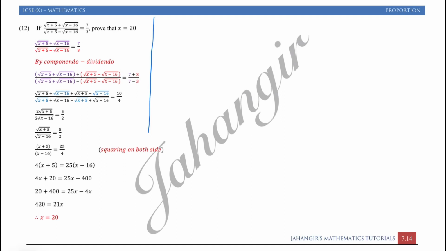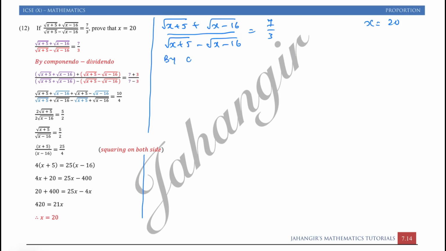Question 12. Again same pattern. If root of x plus 5 plus root of x minus 16 upon root of x plus 5 minus root of x minus 16 is equal to 7 by 3, you have to prove x is equal to 20. Means in short, you have to find the value of x as 20. So again we have the same term in numerator and denominator. So we will take componendo dividendo.